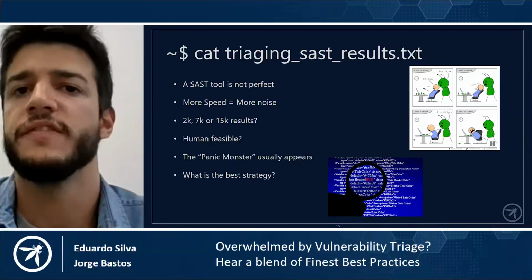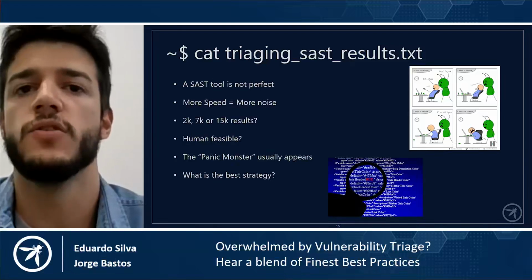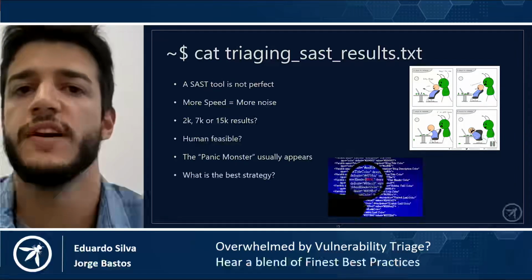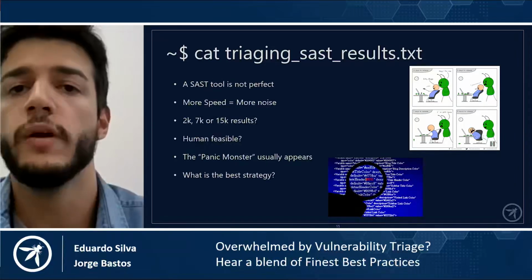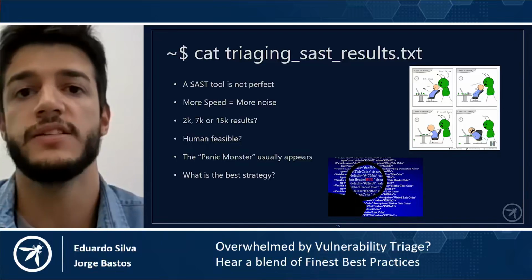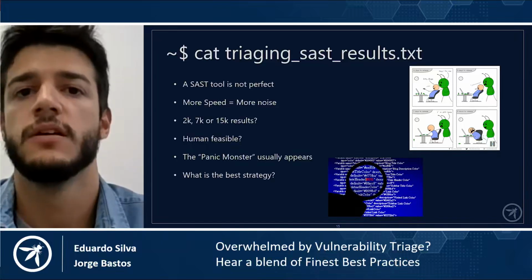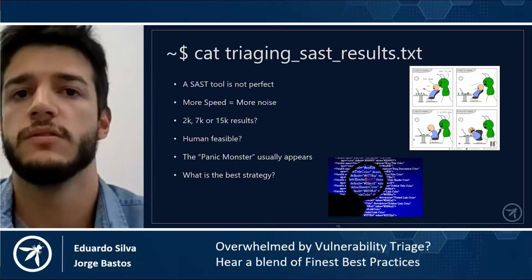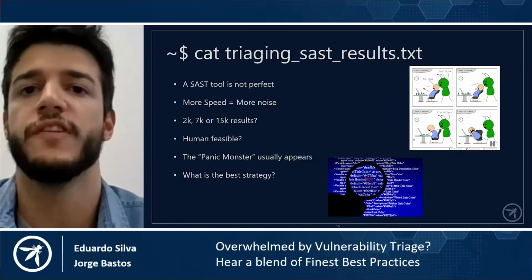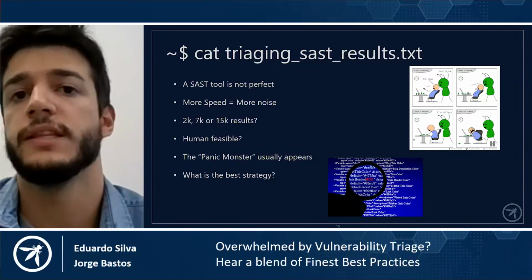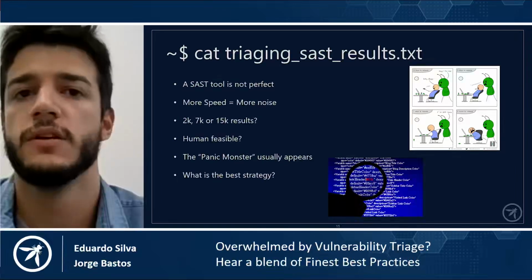So, what if the output of a SAST scan has 2,000, 7,000, or even 15,000 findings? How do you review all those results before the delivery date? Is this a human feasible task? How many false positives are in those results? Developers who face a long list of false positives might ignore relevant results, which might be severe vulnerabilities.